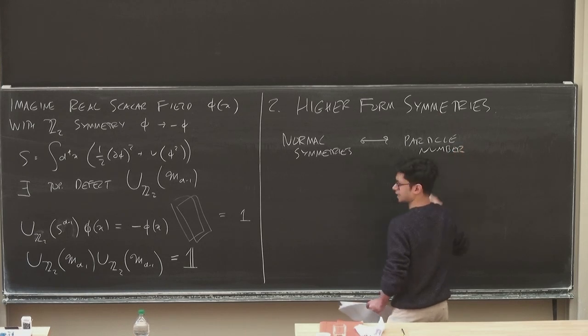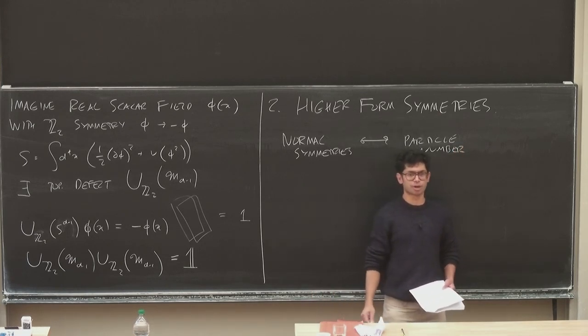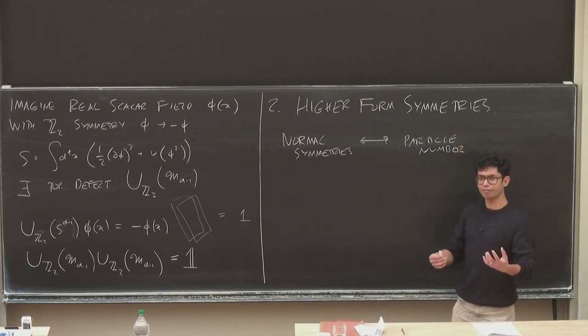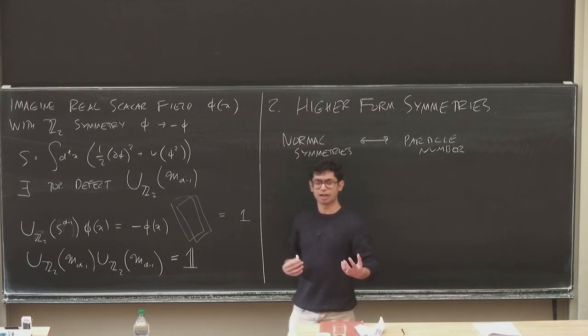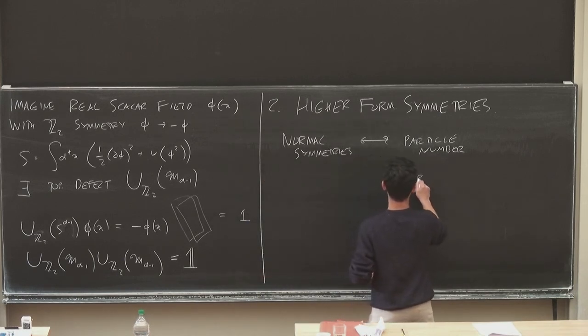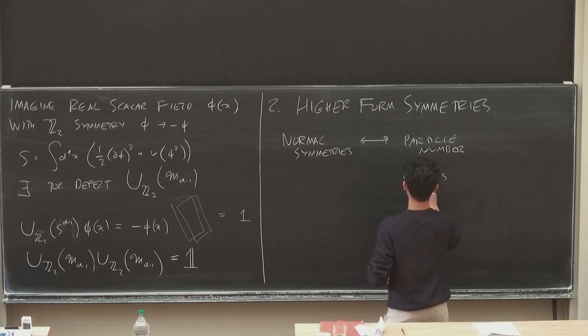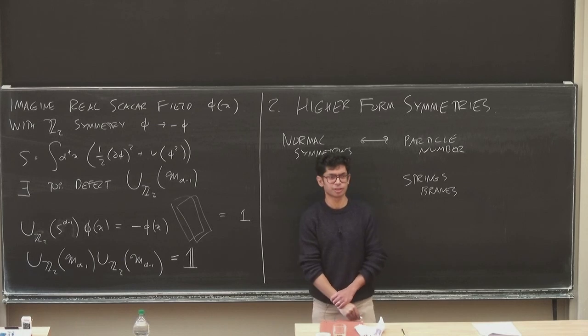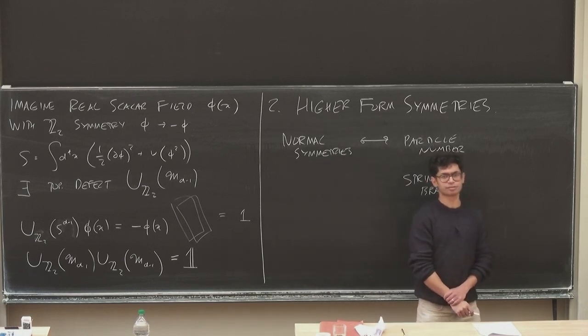Right? We saw that yesterday. Normal symmetries count particles. But in life, sometimes you have more things than particles. You might have extended objects like strings or branes or things like that. It's not just in string theory that you have things like that.